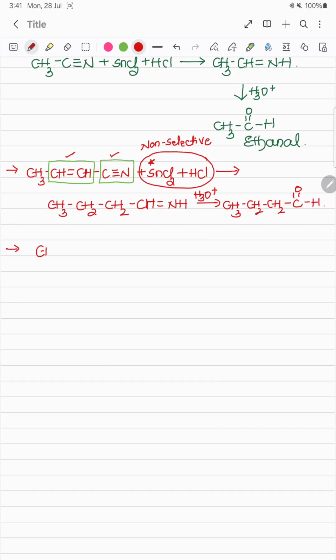Suppose you take the same material and you don't want to reduce a double bond, and you want to reduce only the triple bond selectively. That means you want to keep this part as it is and only the triple bond should be reduced. Then here you have to use DIBAL-H. DIBAL-H is also called diisobutyl aluminum hydride. So then what will happen?